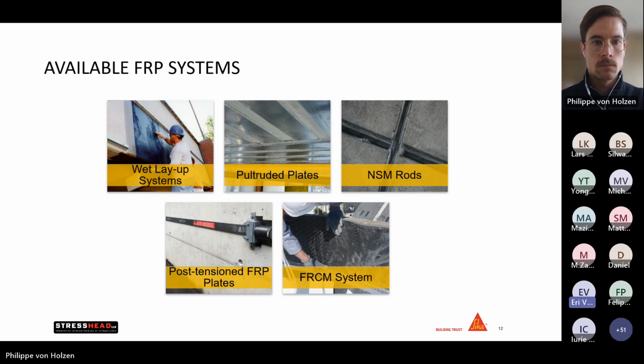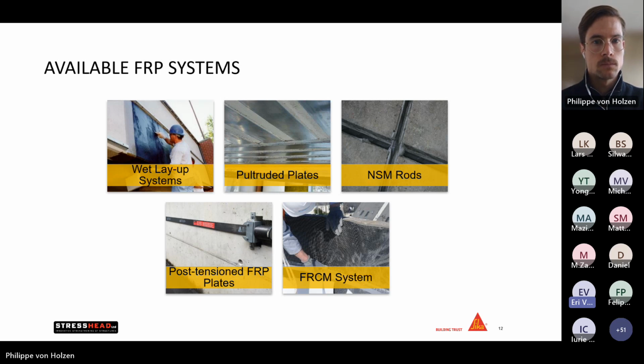Another strengthening FRP method is pultruded plates. They're called laminates. There's different terms for it, right? The laminates are pre-cured laminates that come in a certain thickness and width, and they're bonded to a structure via epoxy. These are great for flat surface applications. They don't really conform to corners, for example, so they have their limitations.